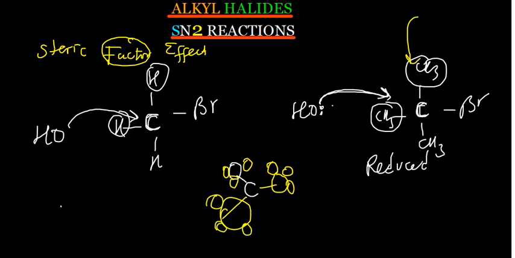So this atom is being shielded or protected. That is what we call the steric effect, also called steric hindrance. So there is a greater hindrance. So when you have got that, the rate of an SN2 reaction is going to be reduced.